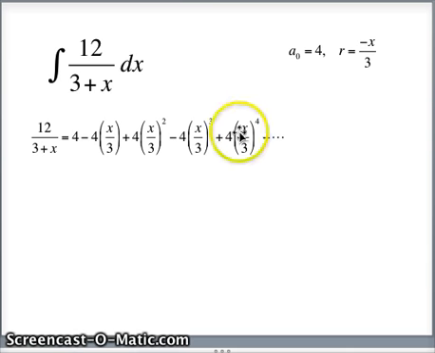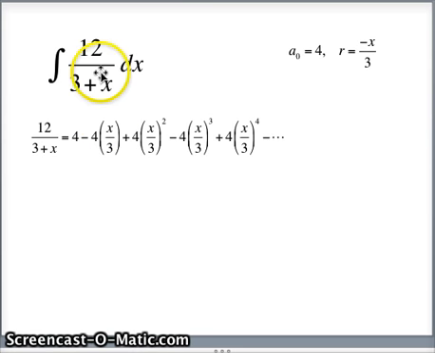So here is our situation. We have an initial term of 4 and a common ratio of negative x over 3. So 4 plus 4 times negative x over 3, which of course is minus 4 times x over 3, plus 4 times negative x over 3 quantity squared. Well, negative x over 3 squared is positive x over 3 squared. And you get the idea. When we have a common ratio with a negative sign, we typically alternate plus minus plus minus plus minus. So we've expressed 12 over 3 plus x as a geometric series, as an infinite series, as a power series.